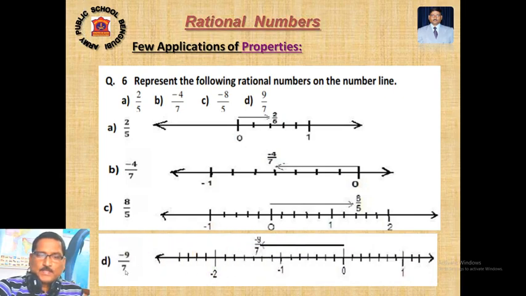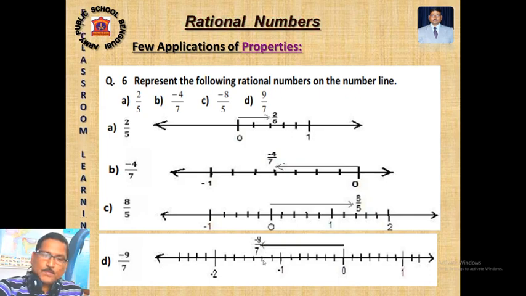Now next one is minus 9 by 7. So minus 9 by 7 means what? One whole part you have to divide into 7 equal parts, and you take 9 parts. It is possible only if you divide another whole part into 7 parts. So 1, 2, 3, 4, 5, 6, 7, whole part minus 1. Another 1, 2, 3, 4, 5, 6, 7, another whole part minus 2. So from this, I have to take 9 parts. All 7 parts are there, and then 8 and 9. So this is the position of minus 9 by 7 on the number line. Clear?